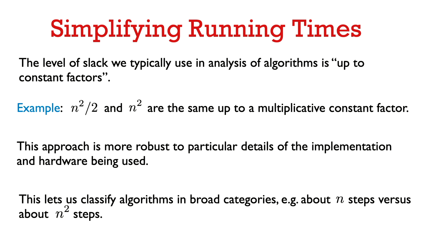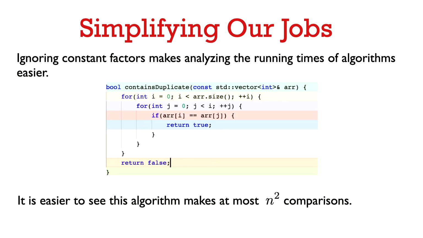There's going to be a huge difference between an algorithm taking n steps versus one taking n squared steps as n grows large, no matter what kind of computer you're using. And this is the kind of distinction that we wish to capture. A side benefit of ignoring constant factors is that it makes our job analyzing algorithms easier.